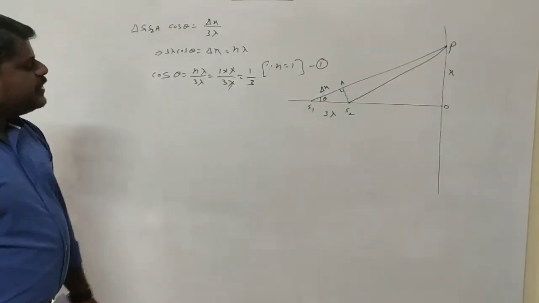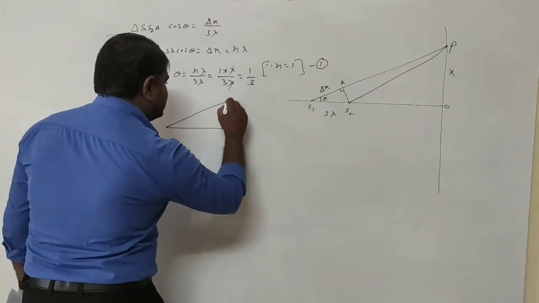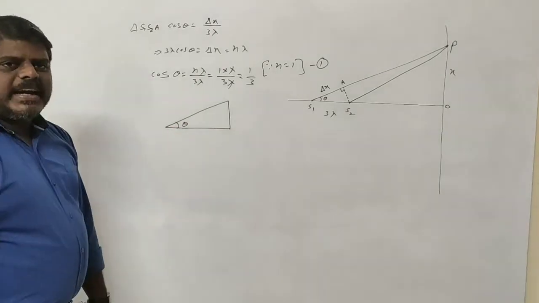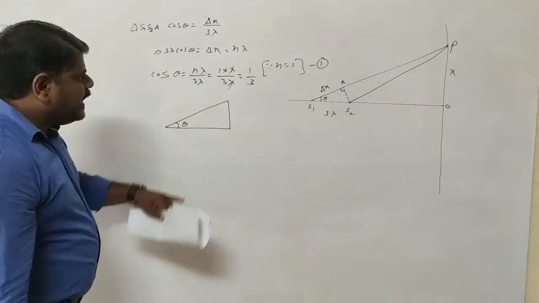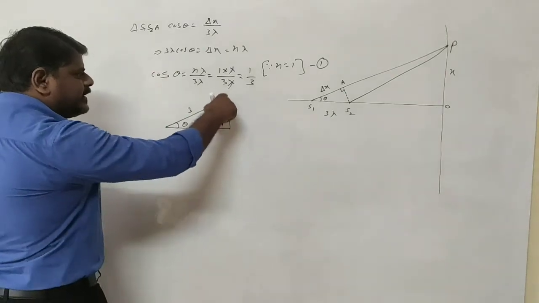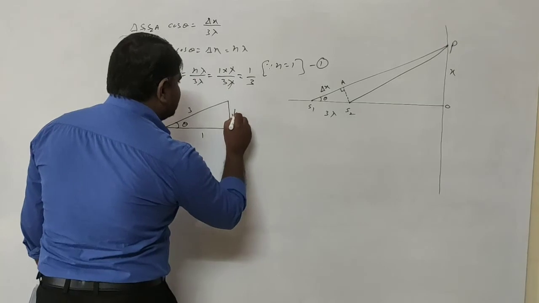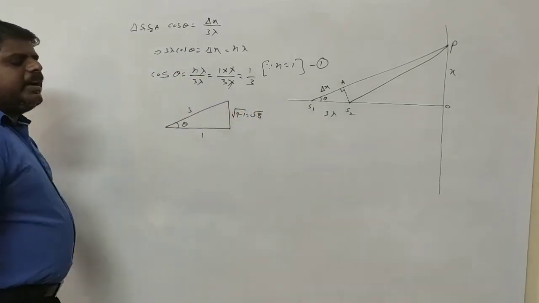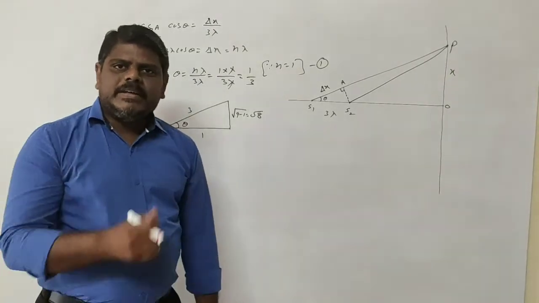If cos theta equals 1 by 3, how can the triangle be constructed? A triangle will be constructed like this, and this is theta. Cos theta equals 1 by 3 means adjacent by hypotenuse: adjacent will be 1, hypotenuse will be 3. Then this part will be the square root of 3 squared, that is 9 minus 1, which is root 8. So by using this triangle, you can easily calculate the sine value, cos value or the tan value.